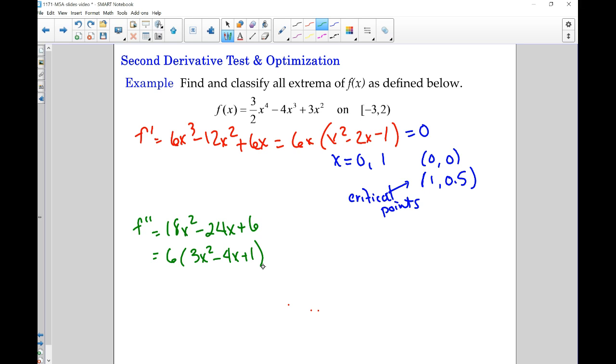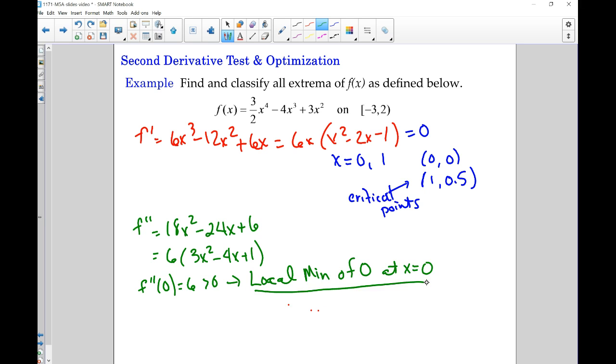Now if I compute f double prime of 0, this is just going to be 6, which is greater than 0, so the second derivative was positive. This is my friend Minnie, and so this is a local minimum of 0 at x equals 0. Got one of them done already.